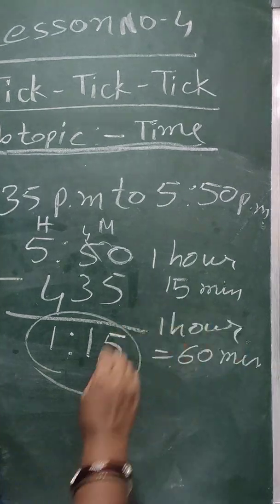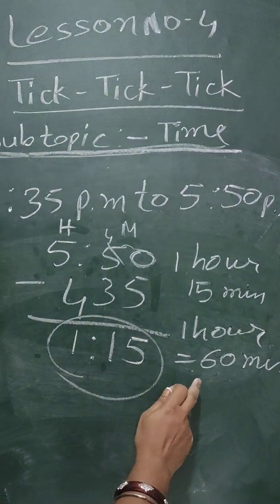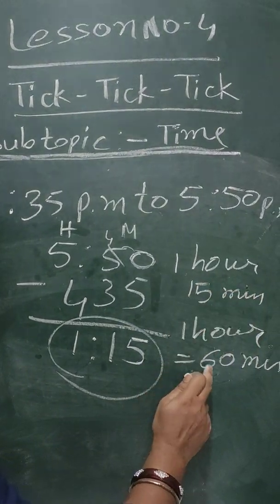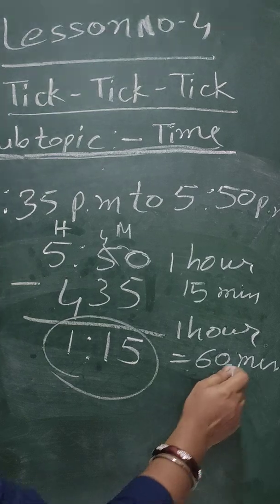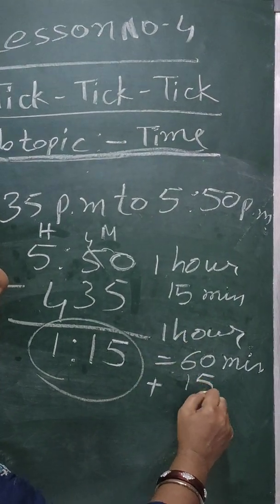Our question was you have to write in minutes. Okay, how many minutes are there? Question was. That's why we have to convert it into minutes. So 1 hour you will convert it in minutes, means 1 hour equal to 60 minutes. So this 60 minutes plus this 15 minutes.